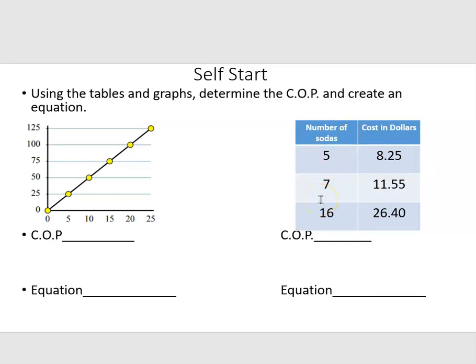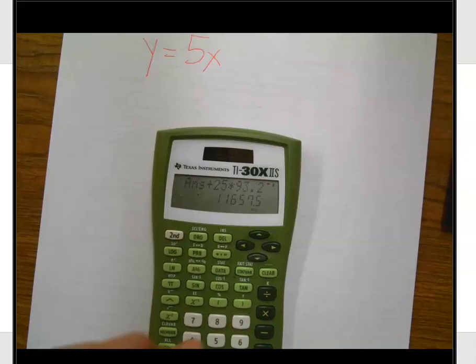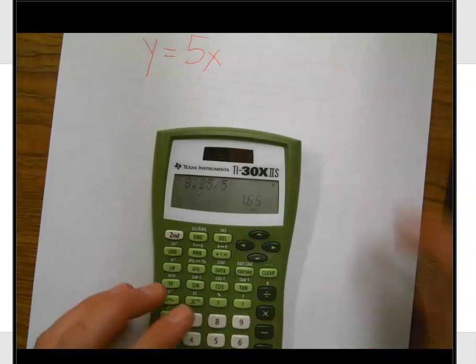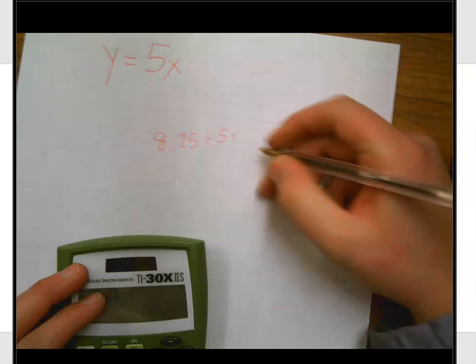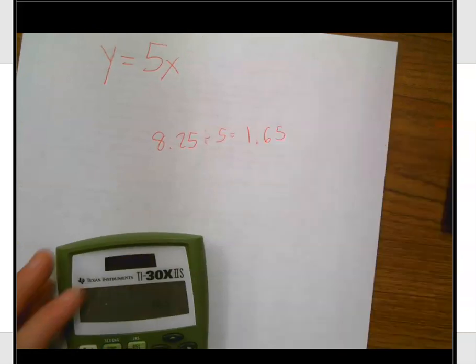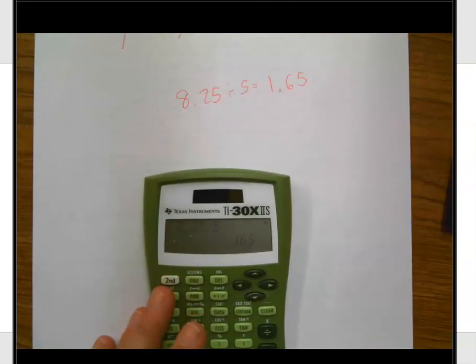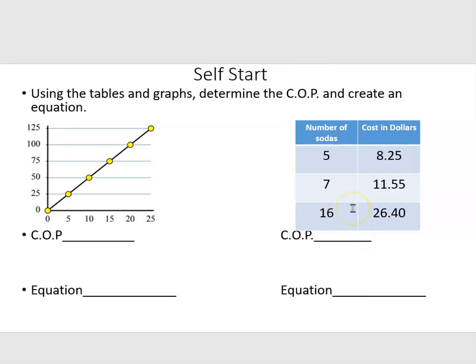So the constant of proportionality is y divided by x. For this one, it would be 8.25 divided by 5. 8.25 divided by 5 is, show my work always, 1.65. Alternatively, I could have done 11.55 divided by 7, which is 1.65, or 26.4 divided by 16, which is 1.65. Because all three of them are the same, we know it is in fact proportional.